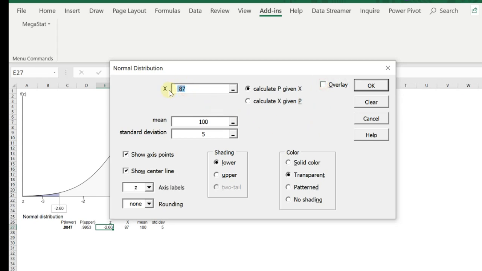Okay, so this time between 96 and 107, I'm going to go 107, the higher number first. Same parameters. Oh, and the axis label here, see, is z or x. Let's go x. That's how you can prevent it from standardizing it. So this way it actually shows me mean 100, deviation 5 distribution, not a standard normal. And so we want to do less than 107. Okay, and hit OK.